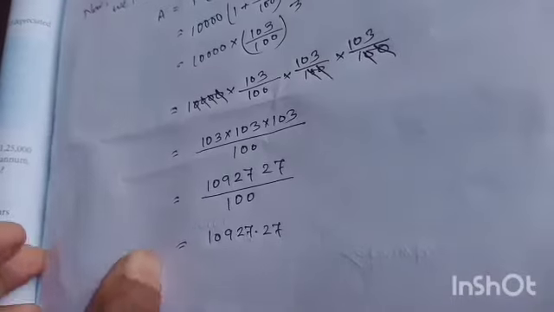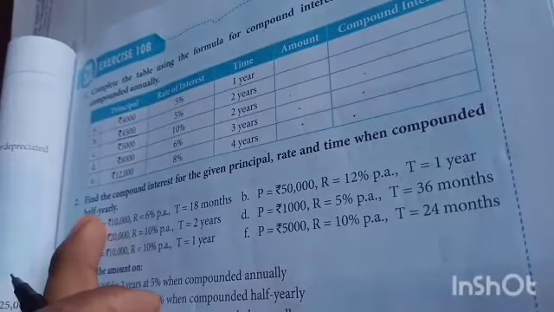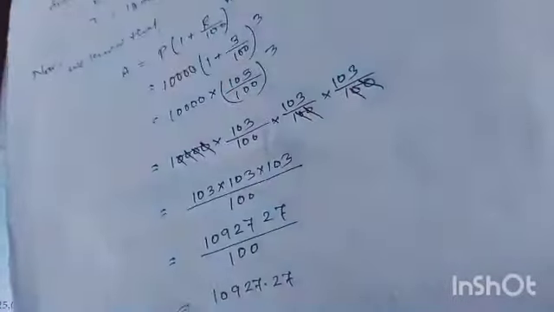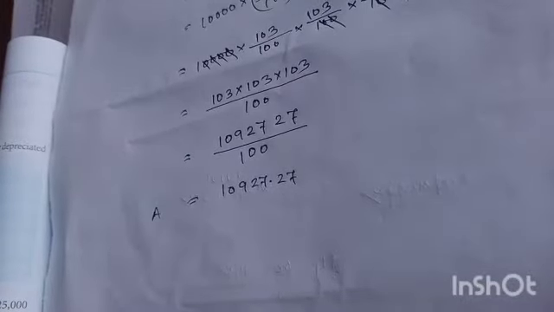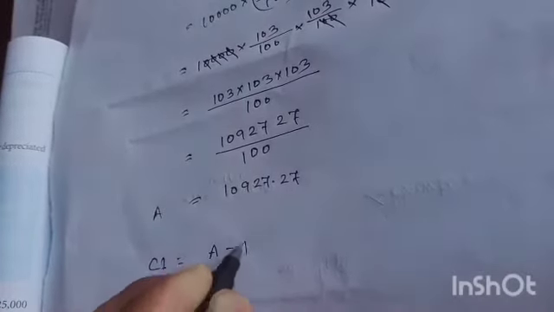Now what do we need to find? Find the compound interest for the given, right? We need to find the compound interest. Now we have got the amount and we have got the principal also, so we can find that easily. See it. So compound interest CI is equal to amount minus principal, right?